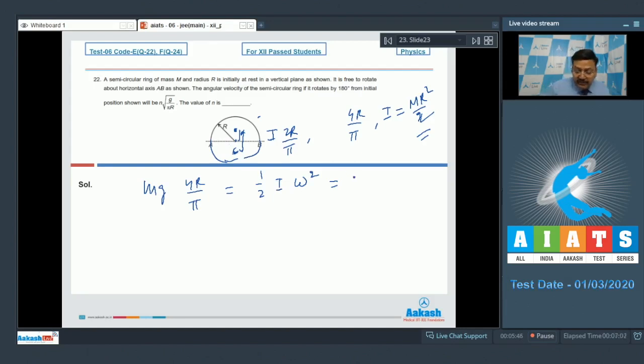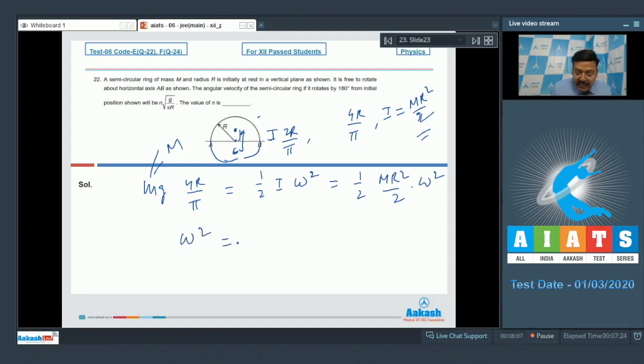So that means we have mg into 4r by pi equals 1 by 2 mr square by 2 into omega square. And remember, this small m is in fact the mass, which has been given as capital M. So there is no difference between small m and capital M here. So now let's find the value of omega.